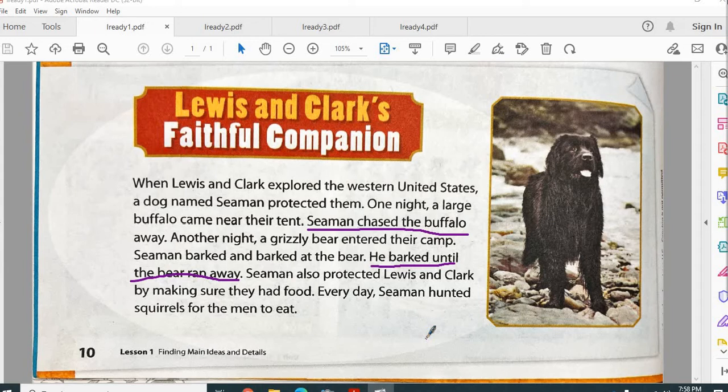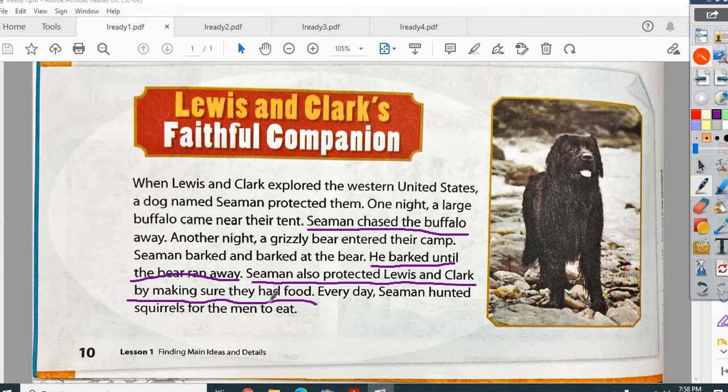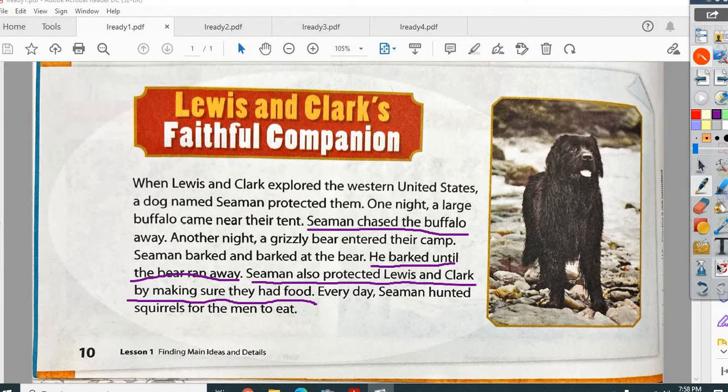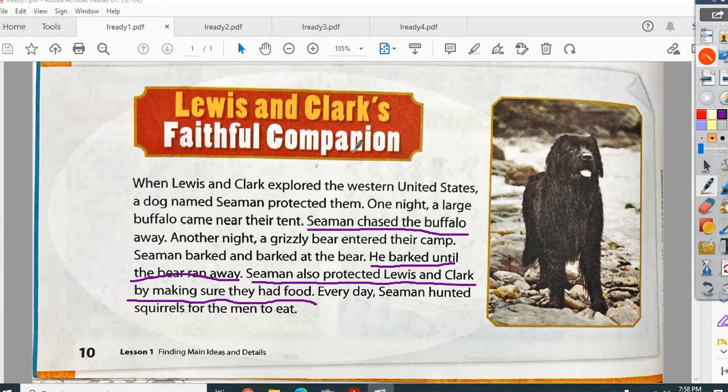Any other proof that he kind of protected them? Oh yeah, there it is. He also protected Lewis and Clark by making sure they had food. So yeah, we could say Seaman protected Lewis and Clark by making sure they had food. Because making sure somebody has enough food to eat is a way of protecting them. So that could be the two things that we write in our key details.